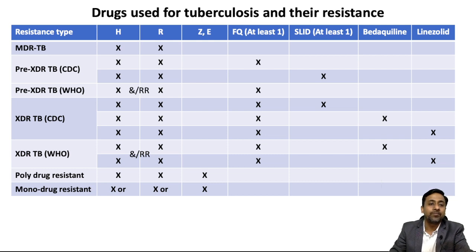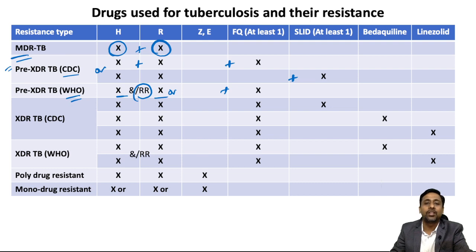The first one is MDR-TB. MDR-TB is called when there is resistance to both isoniazid and rifampicin. Pre-XDR is called, as per CDC, when there is resistance to both isoniazid and rifampicin, along with resistance to at least any one of the fluoroquinolones that I mentioned before, or at least any one of the second line injectable drugs. So any one of these two definitions is given as per CDC, but WHO says resistance to isoniazid and rifampicin, or only resistance to rifampicin, along with resistance to any one of the fluoroquinolones. They don't include the resistance to second line injectable drugs in the definition of drug resistance TB, in either case of pre-XDR or XDR. So SLID is not included in the definition of WHO.